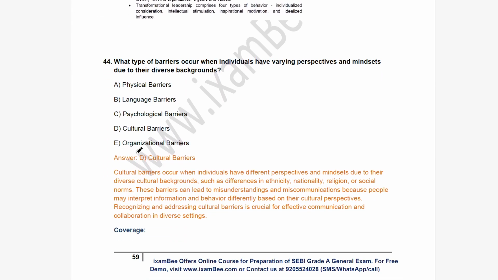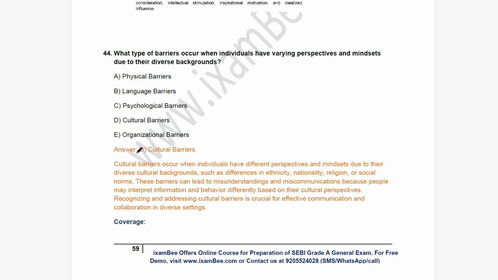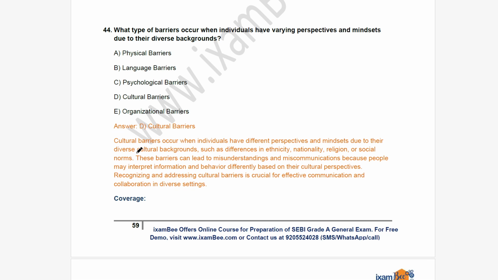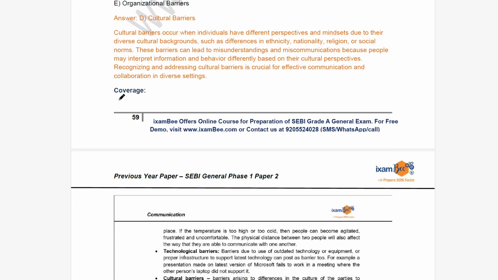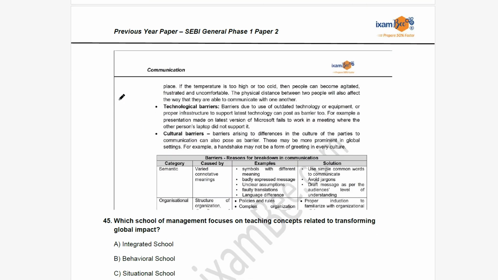do this question. Next question, which type of barrier occurs when individuals have varying perspectives related to diverse backgrounds? Correct answer is cultural barriers, the cultural differences that people may have, because of which there may be communication barrier.